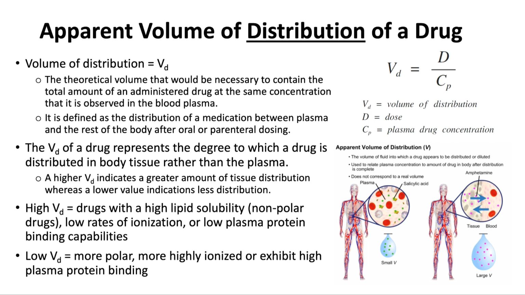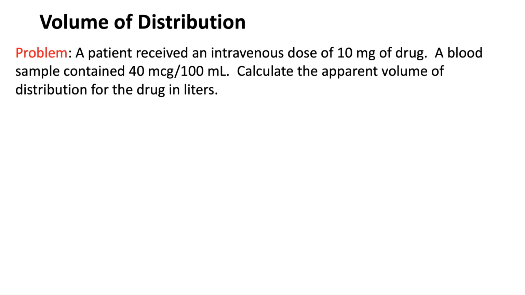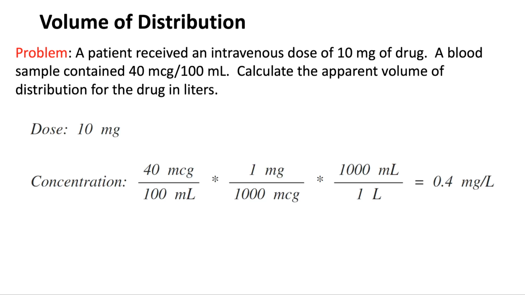So with that enough of a description, let's actually do a problem. This question says, a patient received an intravenous dose of 10 milligrams of drug. A blood sample was obtained containing 40 micrograms per 100 milliliters. Based on that dose and that blood concentration, calculate the apparent volume of distribution for the drug in liters. We have to be careful with our units here. All right, let's first define our terms. We said that VD equals dose D divided by CP, which is plasma concentration. So let's first define what our dose was. Our dose was given to us as 10 milligrams.